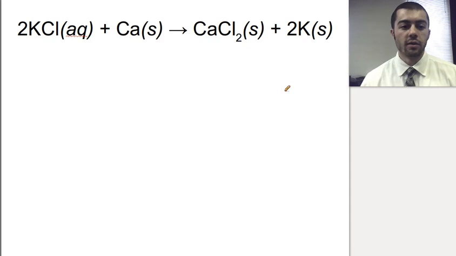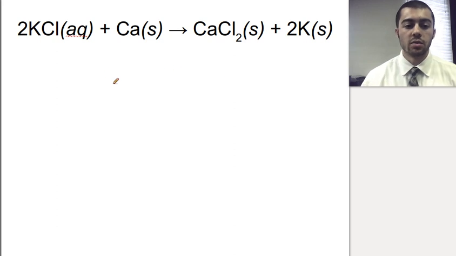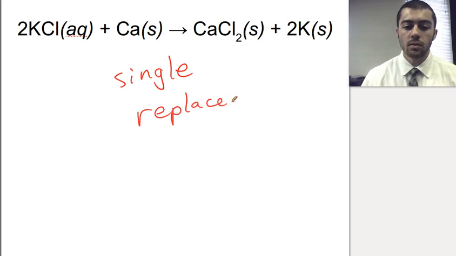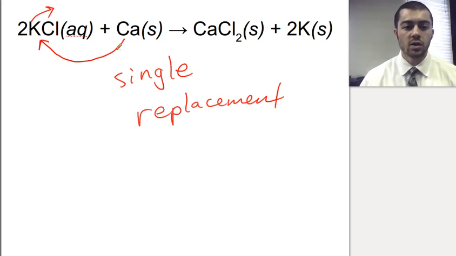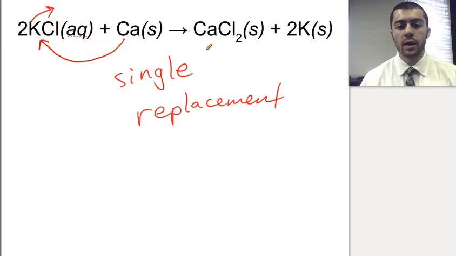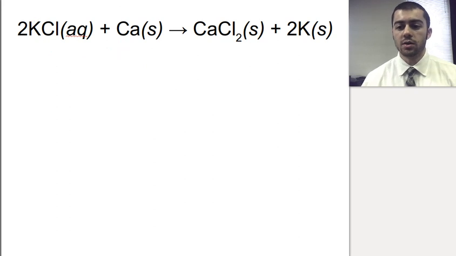So the next example we have here, potassium chloride plus calcium makes calcium chloride plus potassium. Pause the video if you'd like to try this, but the answer is going to be single replacement. So why that is, we have one replacement here. Calcium comes in for the potassium, kicks it off, and we end up with calcium chloride. So this is a substitution. The calcium substitutes in for the potassium, which gets kicked off, and we end up with calcium chloride and potassium by itself. Because it's just a single substitution, that's going to be single replacement.